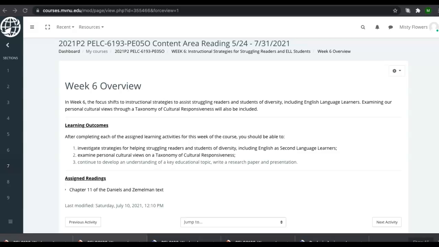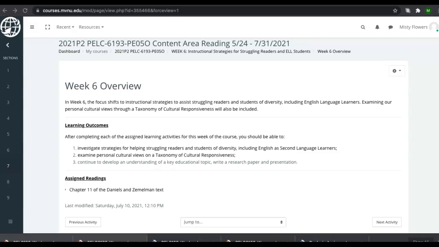This week, we are examining instructional strategies to assist struggling readers and students of diversity, including English language learners. Also, we will be looking at our own personal cultural views through a taxonomy of cultural responsiveness. So by the end of the week, you will have investigated strategies for helping struggling readers and students of diversity, including English as second language learners. You will have examined personal cultural views on a taxonomy of cultural responsiveness.